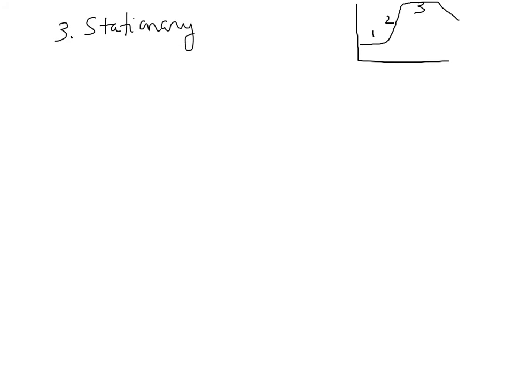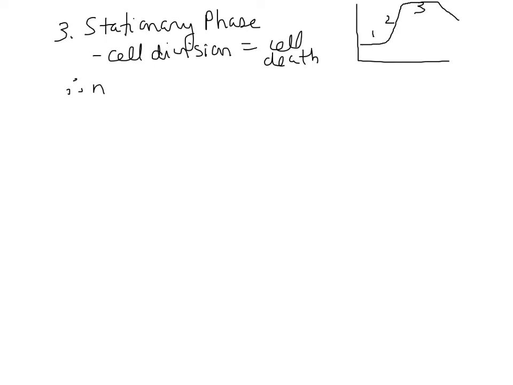what is happening? From the point of view of cell numbers, cell division is equaling cell death. Therefore, there's no net change. I'm using the delta symbol there for change in cell number. Okay, that's why it's plateaued, if you look up there at the graph at number 3.